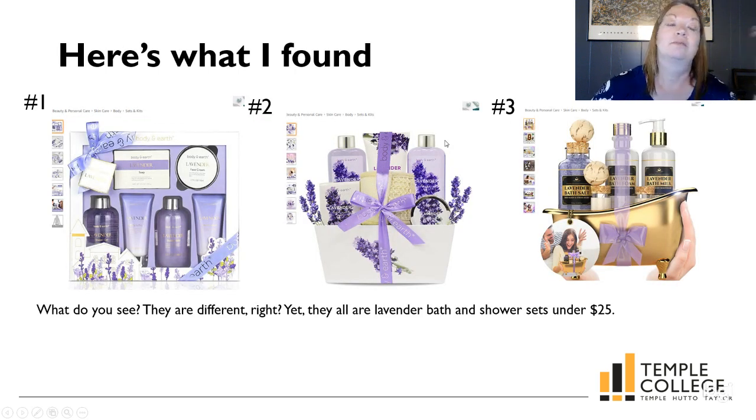All right, so this is what I found. I found 3 examples, and they are all 3 different, but you'll see that they all are lavender, and they're all under $25, and they all are bath and shower sets. But they do look different. One's in a box, one's in a basket, and one's in this thing that looks like a bathtub.